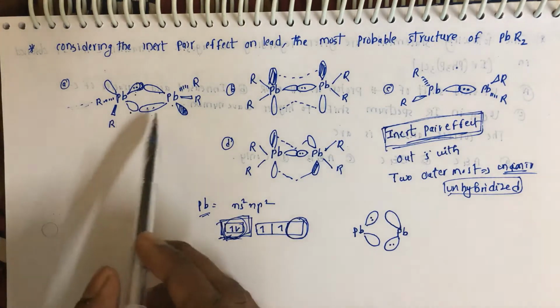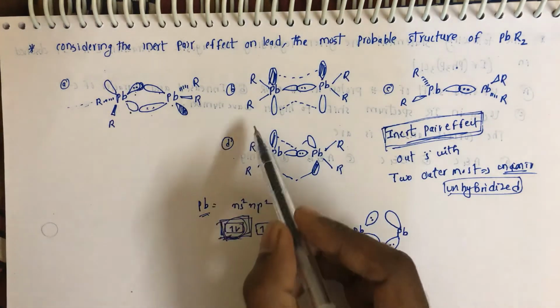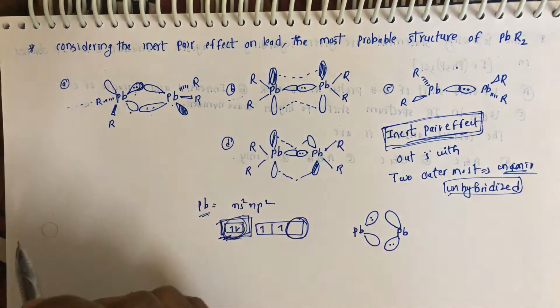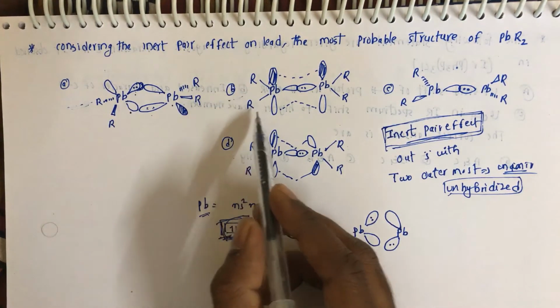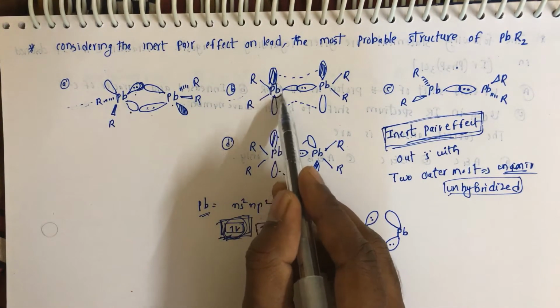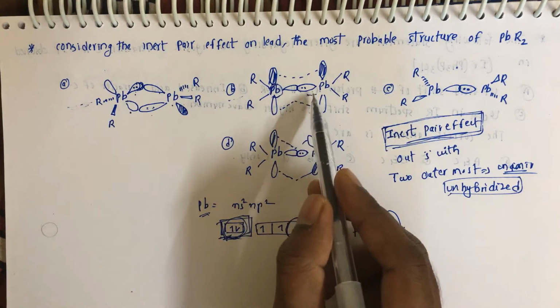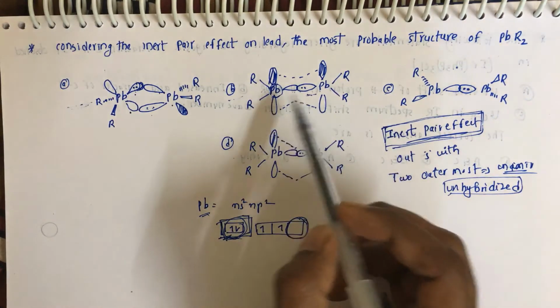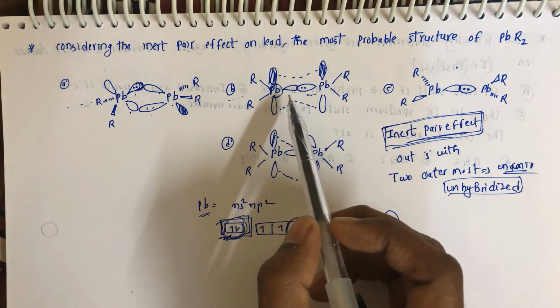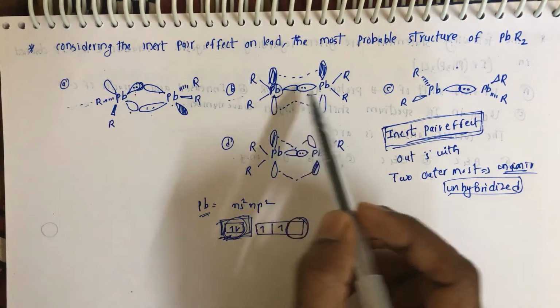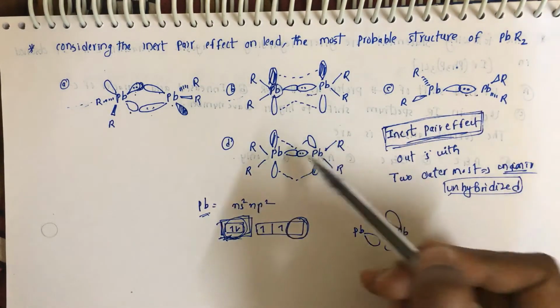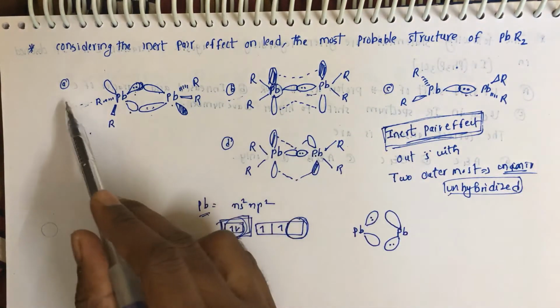two electrons. And why is option B not correct? Because in option B they have not shown any lone pair on this lead atom, but here they have shown it on the lead atom. The lone pair should be present on both the lead atoms, and here also the same. So the correct answer is this one.